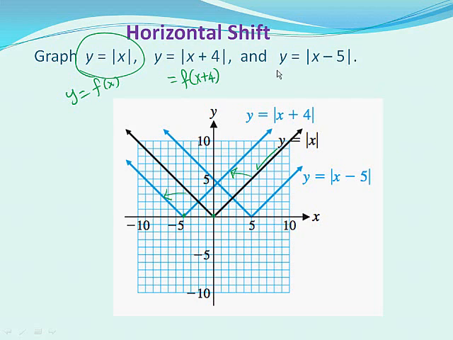And if we are looking at the graph of y equal to absolute value of x minus 5, which will also be interpreted as f of x minus 5, the graph will be moving to the right 5 units. So the graph of y equal to absolute value of x minus 5 will be this one.